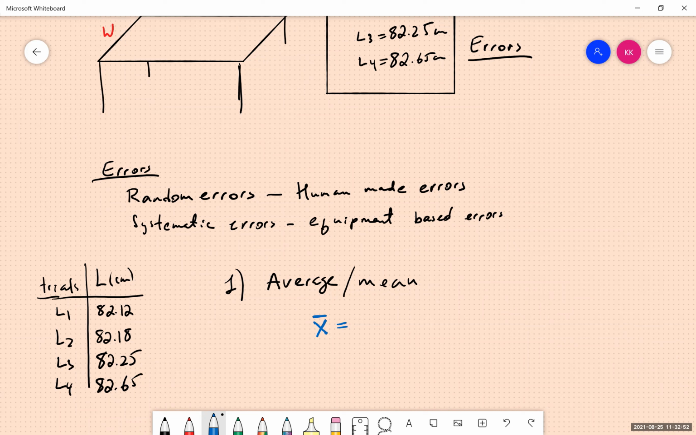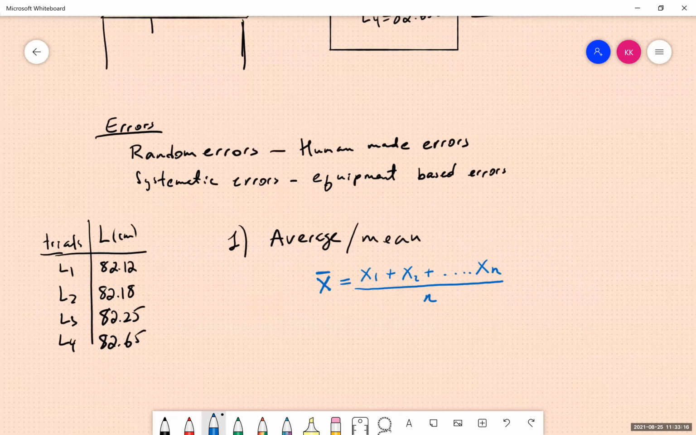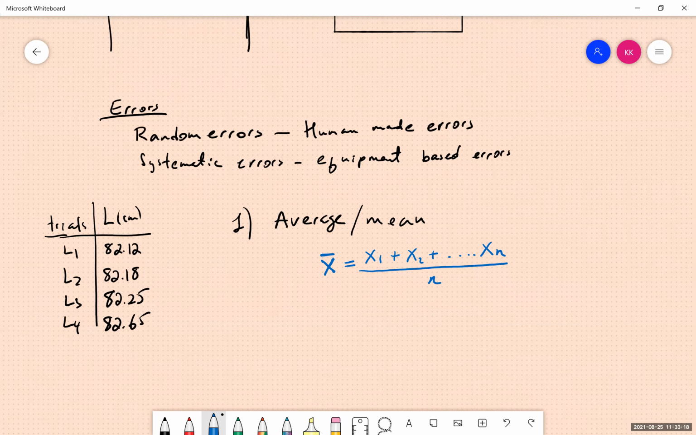And this equation is just equal to the first trial measurement plus second trial plus that, and n trial. You have n number of trials. So for example, our number of trials is 4, but you can have 5, 10, 20, 30, depending on how accurate you want it. And then divided by n, which is the number of measurements.